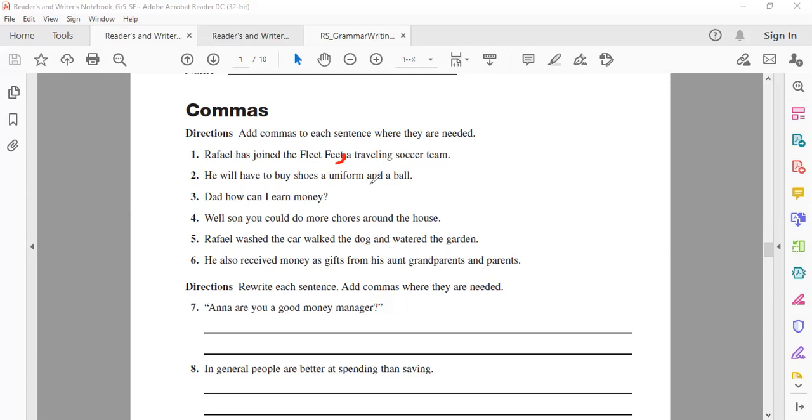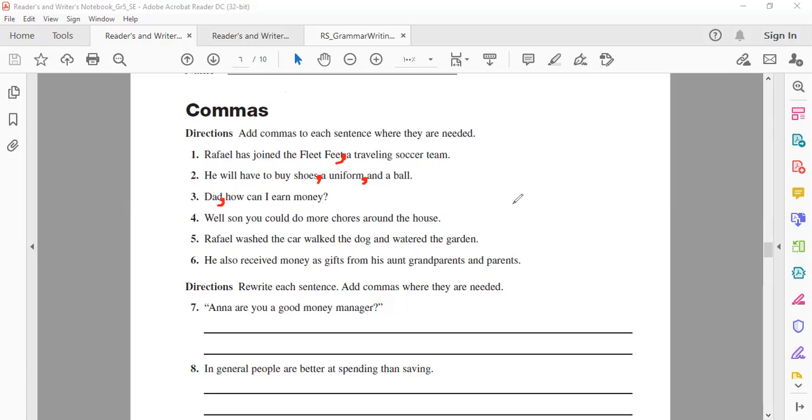Number 2, he will have to buy shoes, a uniform, and a ball. I know. Only Tala, come on. I know. I'm Jenna. Shoes, then comma, a uniform, and then comma, and then, yeah, like that. And then a ball. Yes. Dad, how can I earn money? Yes, Julie, after that. Excellent. After that.